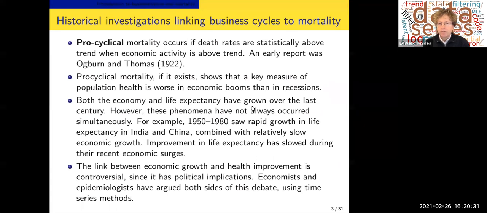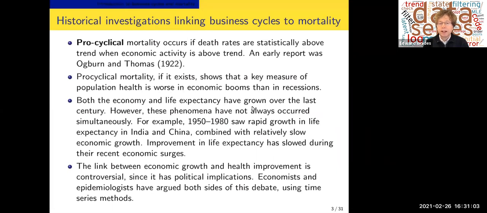However, these phenomena have not always occurred simultaneously. There are some examples where they happen at different times. So, for instance, 1950 to 1980, there was rapid growth in life expectancy in India and China, relatively slow economic growth in those periods. And then economic growth really picked up, but improvements in life expectancy slowed, which suggests that maybe the association isn't as strong as one might imagine.